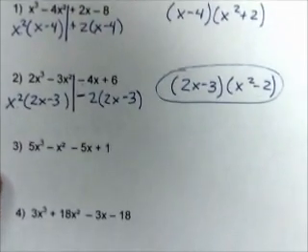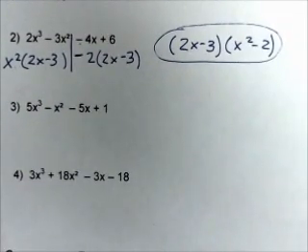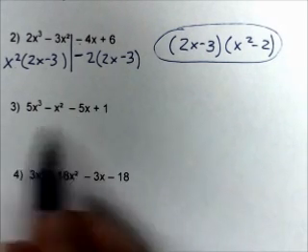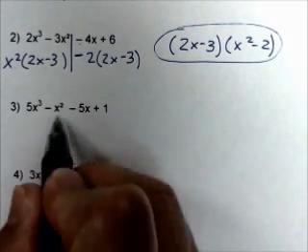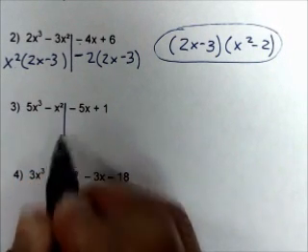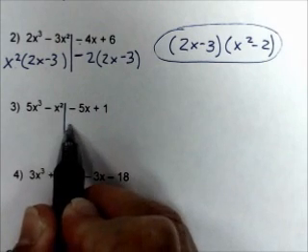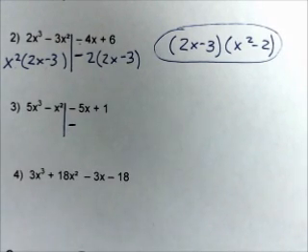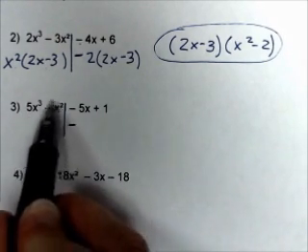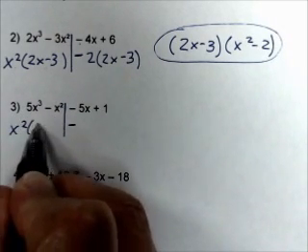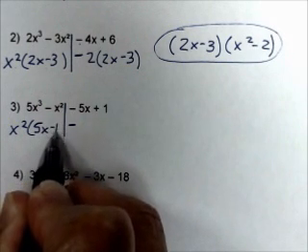Next, our third example, 5x to the third minus x squared minus 5x plus 1. 4 terms. Right away, you're thinking grouping. You draw a line after the second term of the 4. Copy down the operator that follows, so we don't forget about that sign. The greatest common factor of the first 2 terms here is x squared. And we get 5x minus 1 in parentheses.